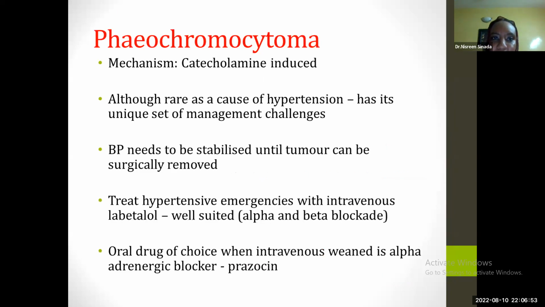Few words about pheochromocytoma. The mechanism of hypertension is catecholamine-induced. Although it is a rare cause of hypertension, it has its unique set of management challenges. Blood pressure needs to be stabilized until the tumor can be surgically removed. Treat hypertensive emergency with intravenous labetalol. It is well suited for pheochromocytoma because it is an alpha and beta blocker. An oral drug of choice after you wean the intravenous is an alpha adrenergic blocker like prazosin.